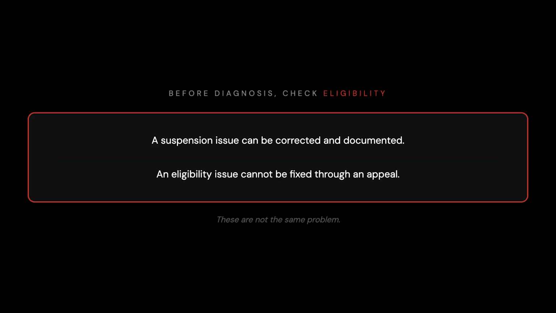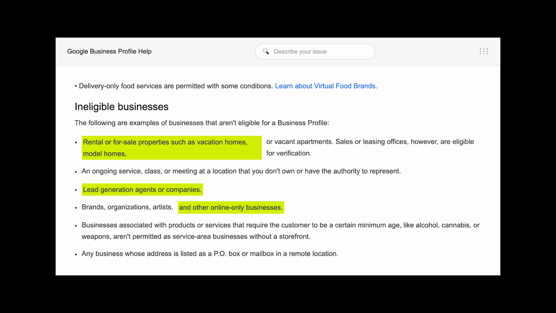Also, before anything else, you have to ask yourself this question. Is your business even eligible for Google business profile? Because sometimes that's not a suspension issue, but an eligibility issue. And eligibility cannot be fixed through an appeal, so you could waste your time if your business is not eligible for Google business profile. Online-only businesses, lead generation businesses, or businesses with no real-world customer interaction are not eligible for GBP. That's just Google's rules. So if that's not you, you can keep going.